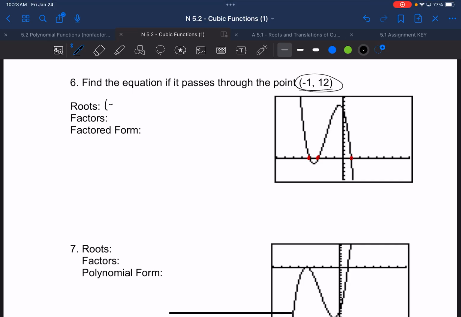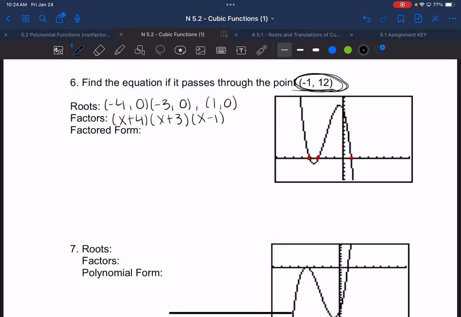-4, -3, and 1. Perfect. Okay, so how would I write those factors? Very good. Okay, and they do ask for the equation in factored form. So it is going to have these 3 factors in it, but we also need to keep in mind that they said it goes through this point in particular, right?